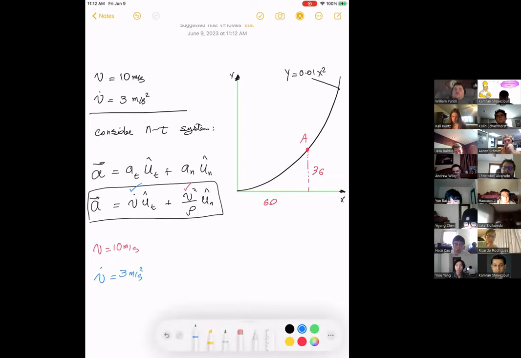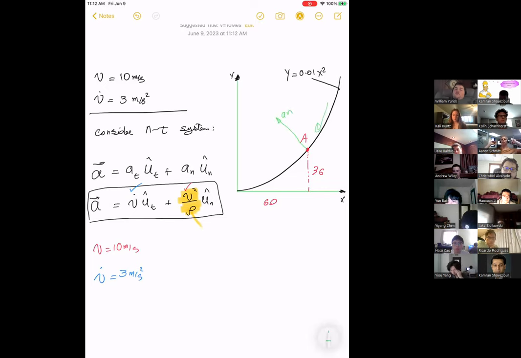Remember, I told you guys, this component is always positive because V square is a positive number, and rho is a radius, a length, has to be positive. So V square over rho, which is normal acceleration, is always positive. That means if this is the way that this is going, the normal acceleration is always like that. These people are coming down, so tangential acceleration is going to be like this. Right? Now, is it this way or this way?